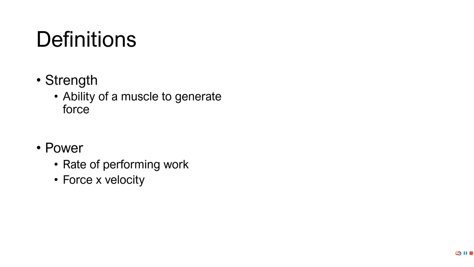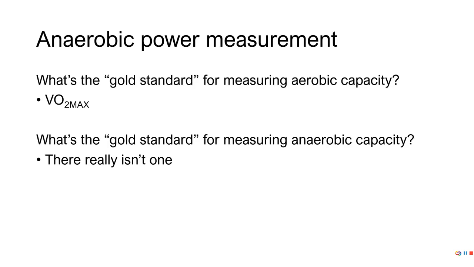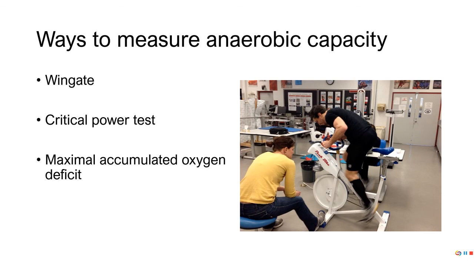All right. Now, as I said earlier, we've got a gold standard for aerobic capacity. That's VO2 max, but there isn't a gold standard, or the one that people really go, hey, this is how we determine someone's anaerobic capacity. But there are a few options out there, and those are the Wingate, the critical power test, and the maximal accumulated oxygen deficit. Now, I believe all of you have done the Wingate test, okay?